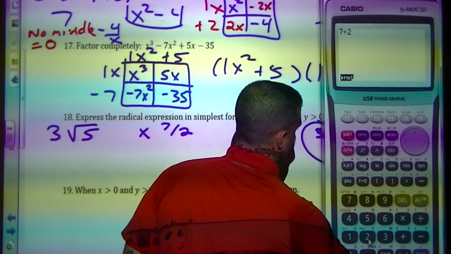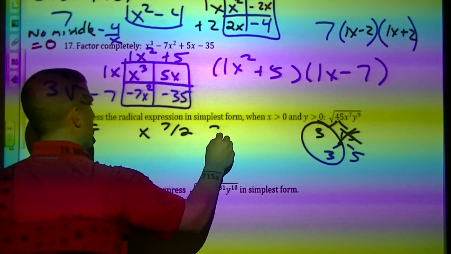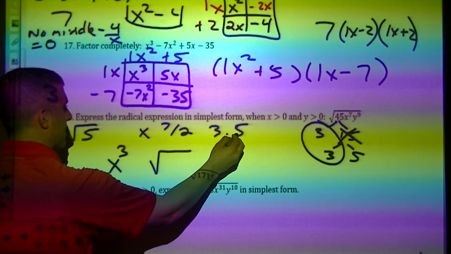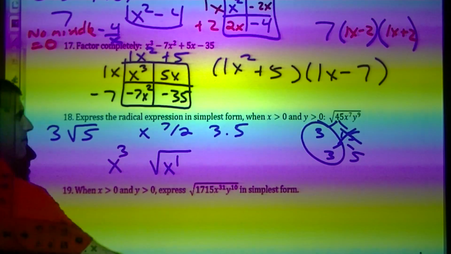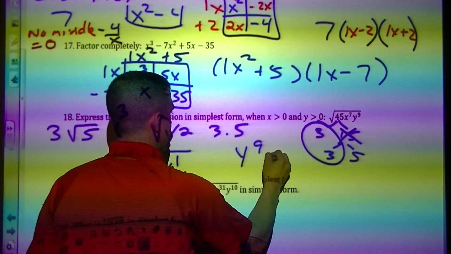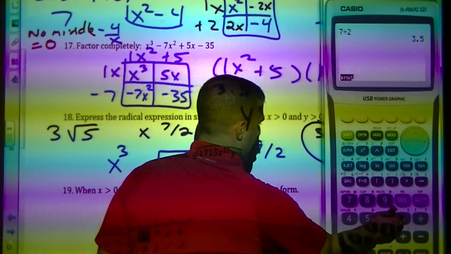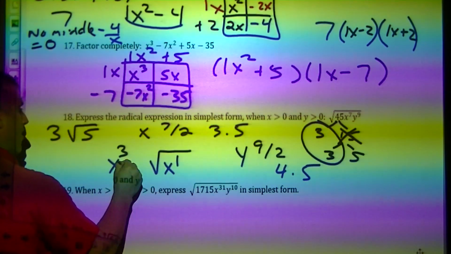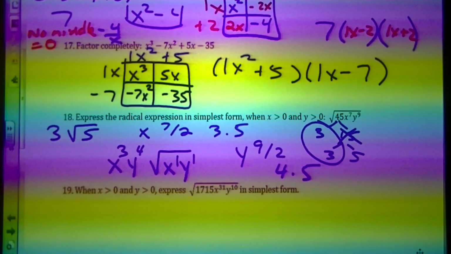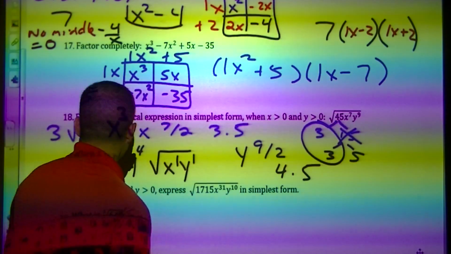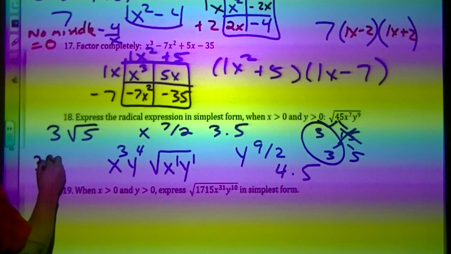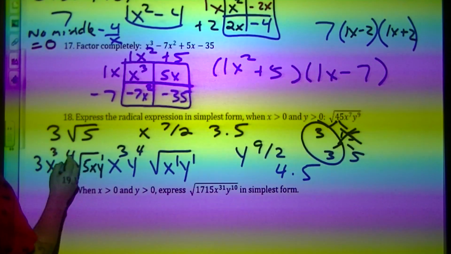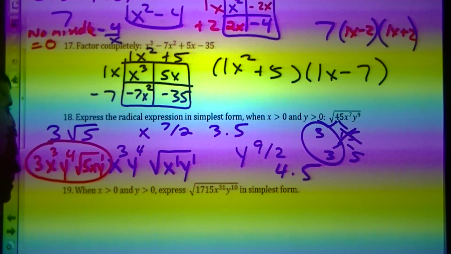Okay, 7 divided by 2 is 3.5. What that means is I would have 3 on the outside, and since I got the decimal, I'd have the 1 on the inside. Then I do y: 9 divided by 2, once again that's 4.5. So that means y to the 4th on the outside, y to the 1st on the inside. To write my final answer, I just combine both of these, so that's 3x^3 y^4 square root of 5x y. That's my final answer right there.